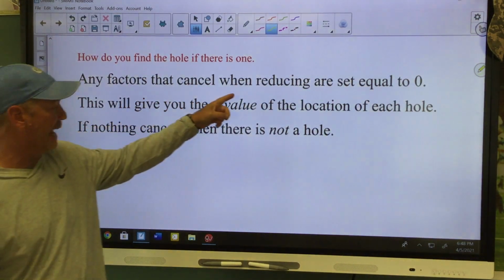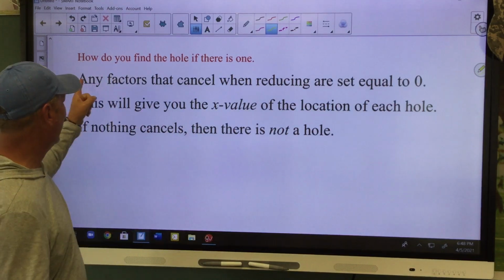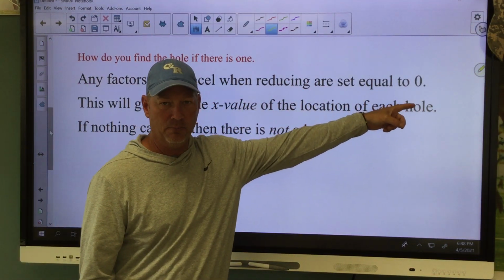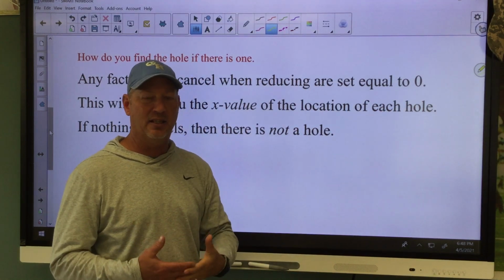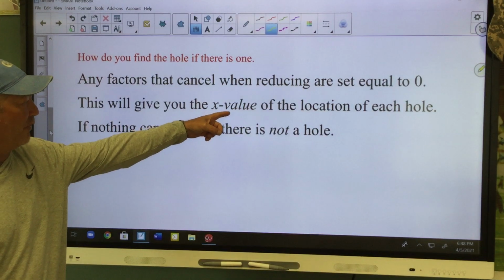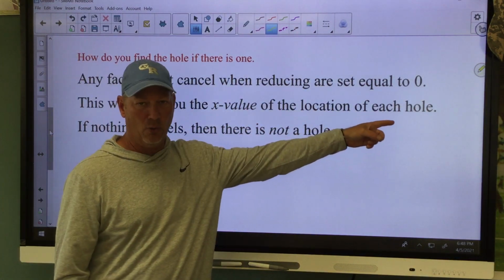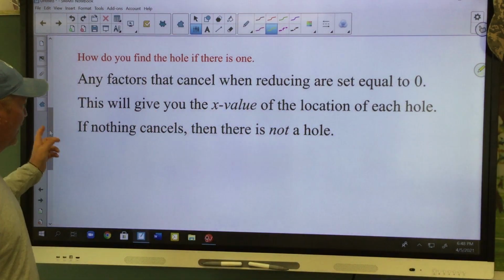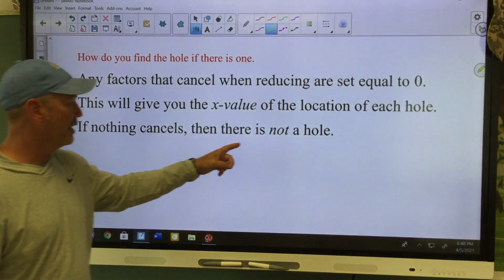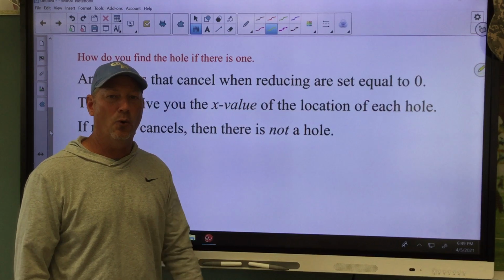Any factors that cancel, it can be more than one, any factors that cancel when reducing are set equal to 0. So we took the part that was canceling, we set it equal to 0. This will give you the x value of the location of the hole. You substitute it in and find the y value. If nothing cancels, then there is not a hole.